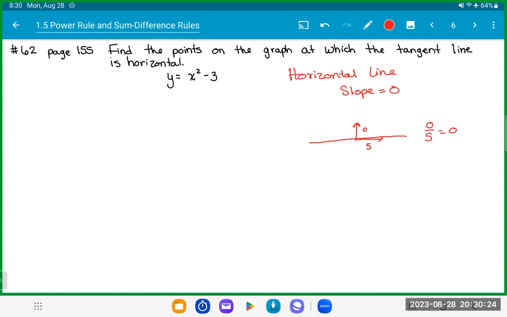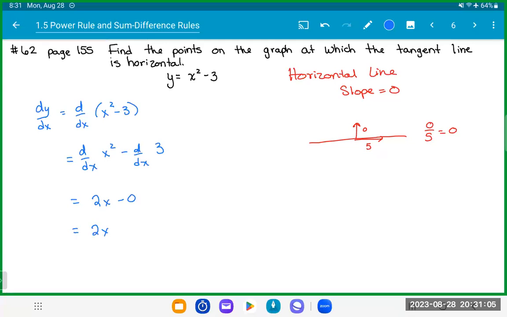Okay. So for this one, we first want to find our derivative. So dy dx is equal to d dx of x squared minus 3. So that is d dx of x squared minus d dx of 3. The derivative of x squared is equal to 2x. The derivative of a constant is 0. So my derivative is 2x.